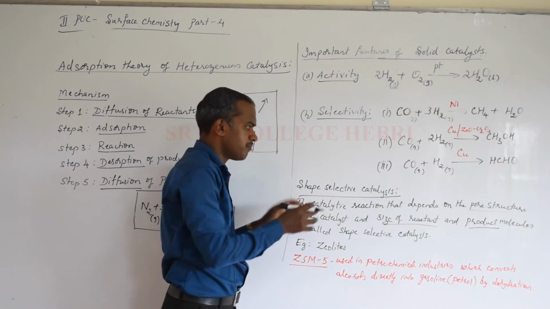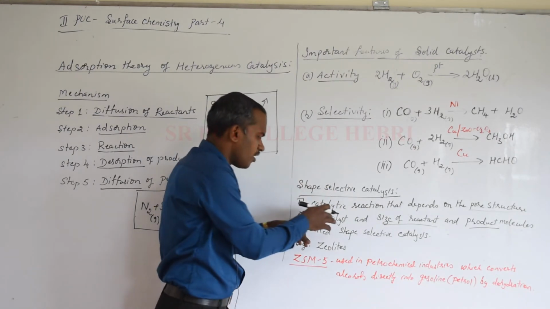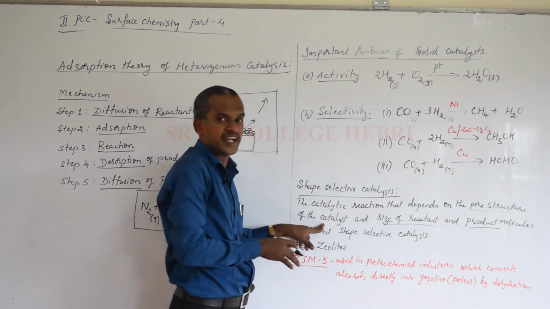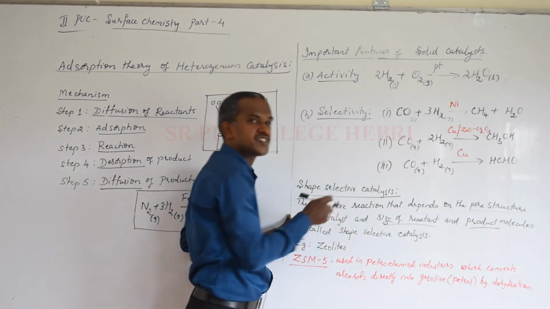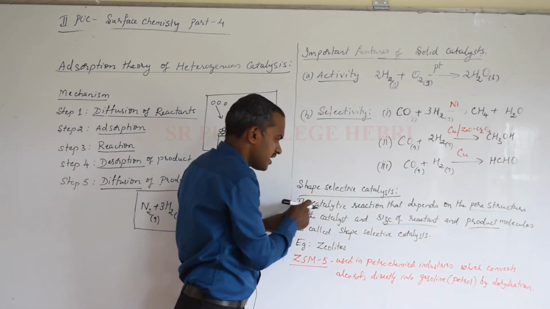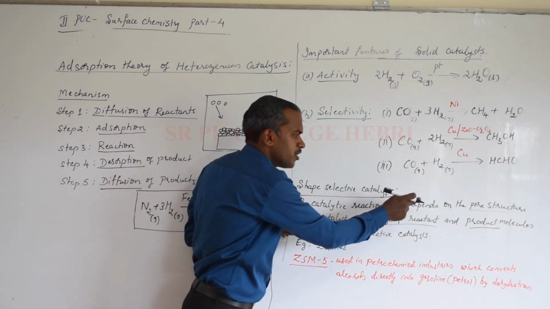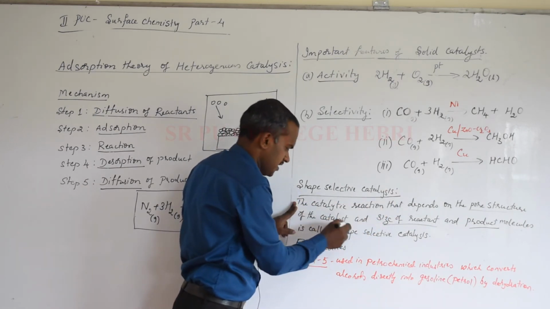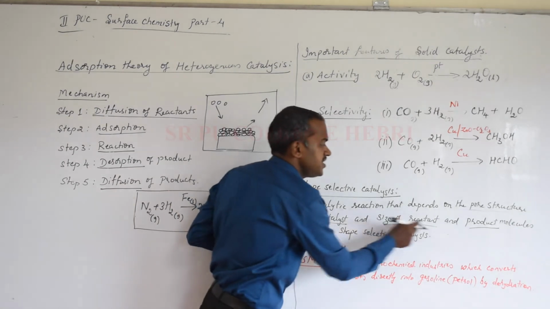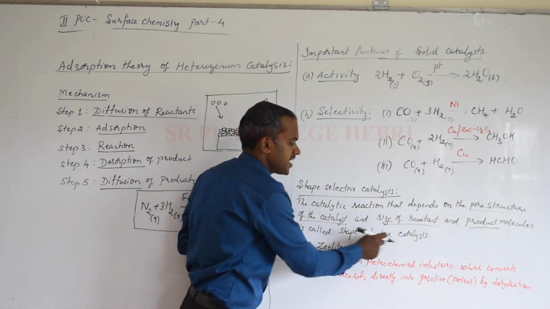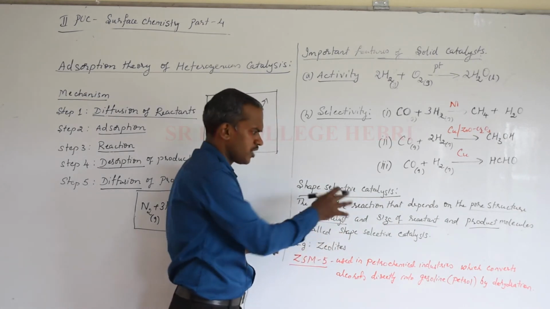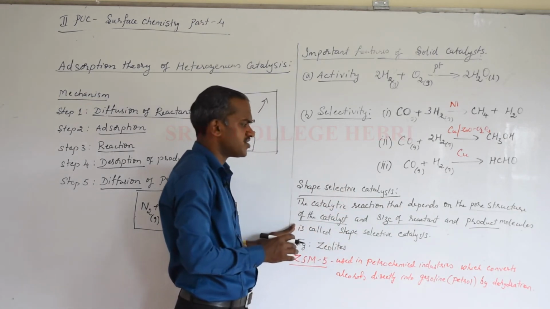Okay, when you discuss the accumulation of molecules on the surface of the catalyst, the reactants are accumulating. So when I say pore structure, it is the pore structure of the catalyst, right? The catalytic reaction that depends on the pore structure of the catalyst and the size of the reactant and product molecules is called shape selective catalysis. Okay, which I'll tell you in detail in enzyme catalysis.